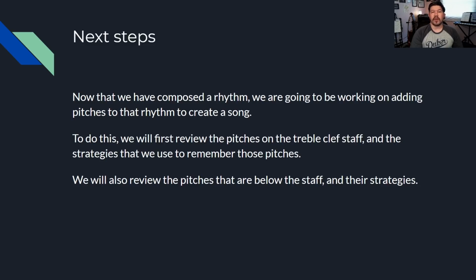First thing I want to do, though, is review the pitches that are on the treble clef staff. I know it's been a little while since we've worked on these, and I want to make sure that we all understand what's going on before we dive into trying to compose our own melodies. If we don't have a solid understanding of the pitches, making a melody is going to be a lot harder. So we're also going to work on the pitches that come below the staff. We're not going to worry about the ones up above the staff for the time being. I just want to look at the ones below.